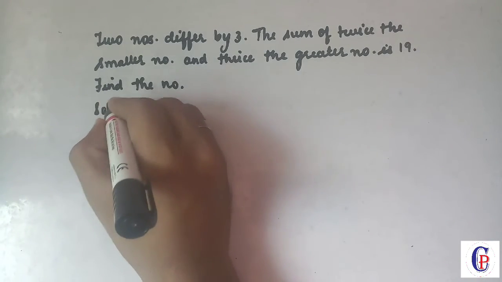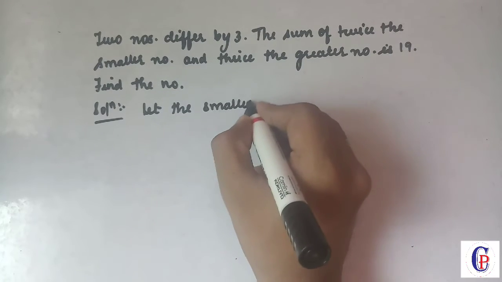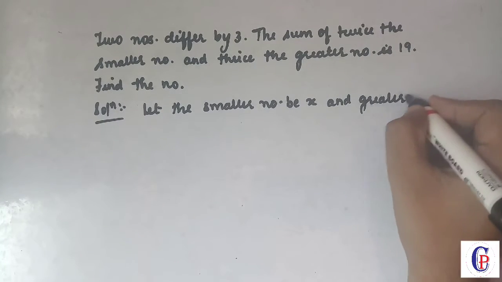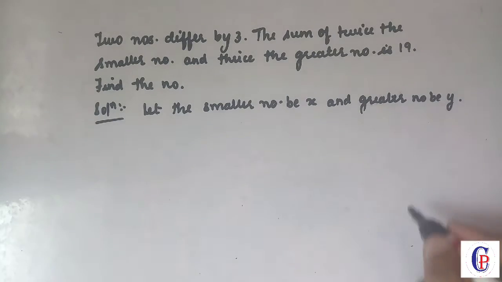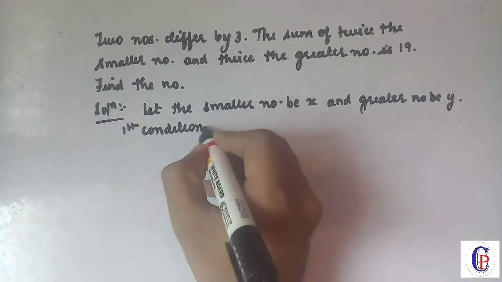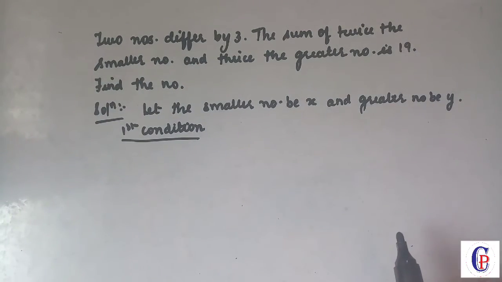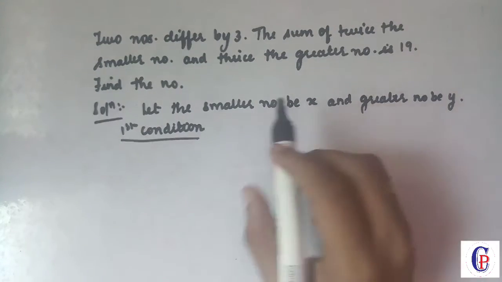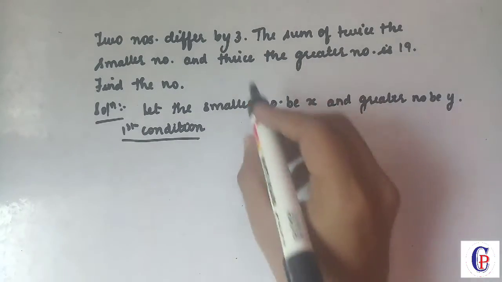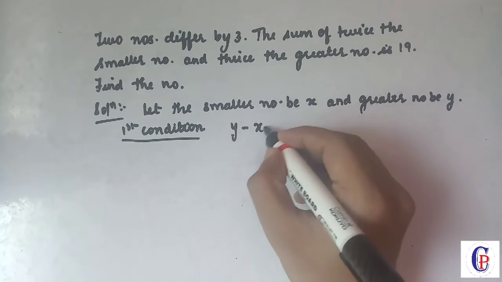So what we will do is, we will assume: let the smaller number be x and greater number be y. So from the first condition, it says two numbers differ by 3. Now two numbers differ by 3 means if we subtract both the numbers we will get 3. So of course greater number minus smaller number will give you 3. So from the first condition we get y minus x is equal to 3.